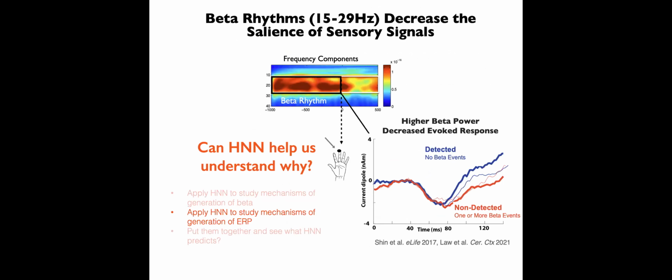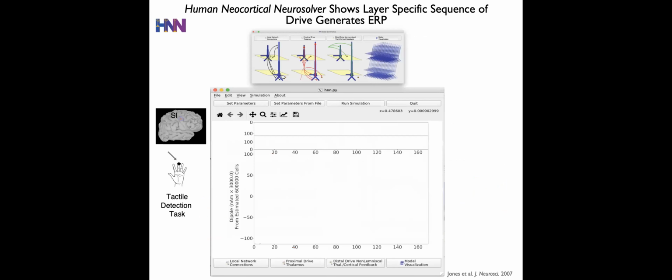Okay, so can HNN now help us understand how these ERPs are generated? And then we'll put together this beta mechanism generation and our ERP and see what it says. And so how do we go about studying the mechanisms of generation of the ERP? Well, actually, the ERP was the first thing that we studied with the model. And this was our first study before it was HNN, when it was just a model on my computer. And what we wanted to do was see if we could test some theories about where somatosensory evoked potentials come from.